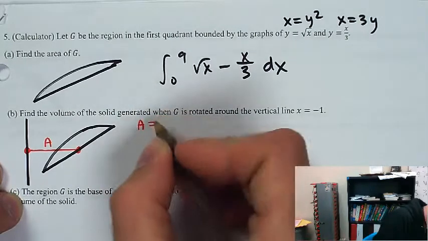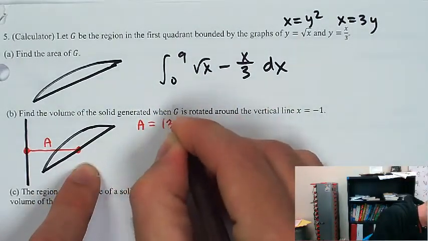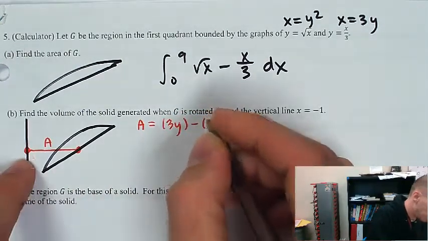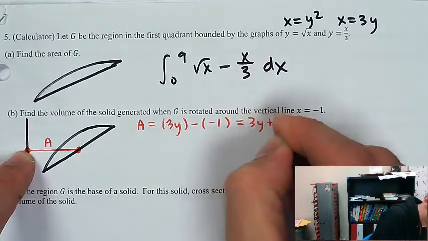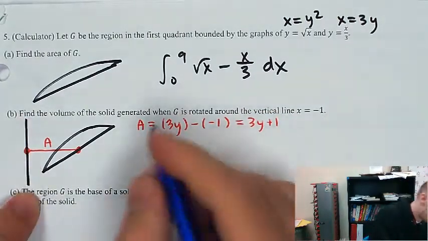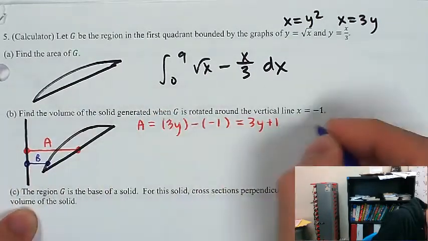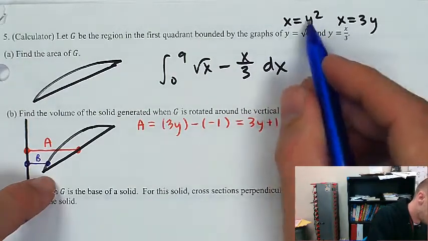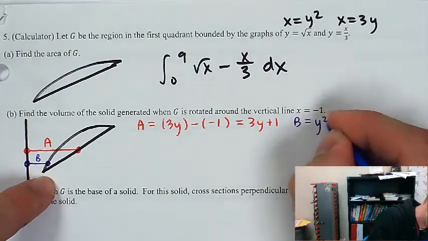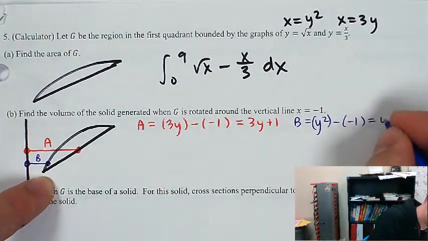Large radius is going to be, on the right is the line, so that's x equals 3y. And on the left, I've got x equals -1. And so that'll be 3y plus 1. Then my small radius, on the right, I have x equals y squared, it's the curve, minus x equals -1, which is going to be y squared plus 1.